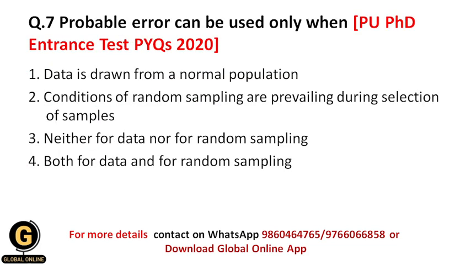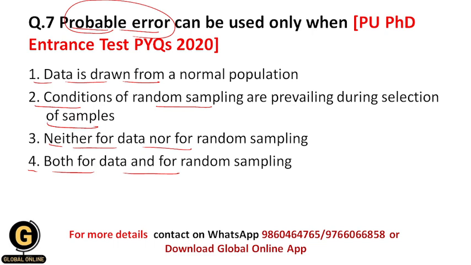Okay, probable error can be used only when. So in which situation we can use the probable error? Data is drawn from normal population. Conditions of random sampling are prevailing during selection of samples. Neither for data nor for random sampling, then both for data and for random sampling. So students, this probable error is a statistical measure, and we use this to estimate precision of sample statistic.